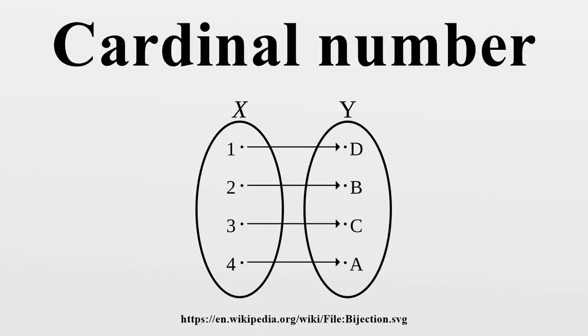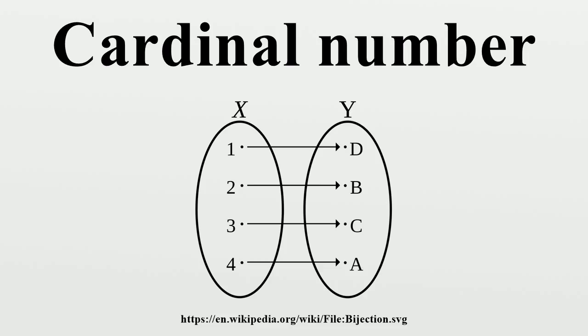In mathematics, cardinal numbers, or cardinals for short, are a generalization of the natural numbers used to measure the cardinality of sets. The cardinality of a finite set is a natural number, the number of elements in the set. The transfinite cardinal numbers describe the sizes of infinite sets. Cardinality is defined in terms of bijective functions.